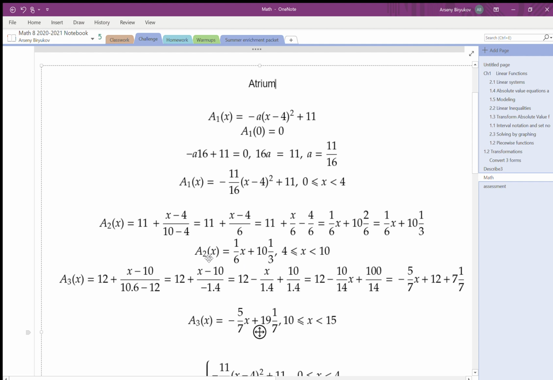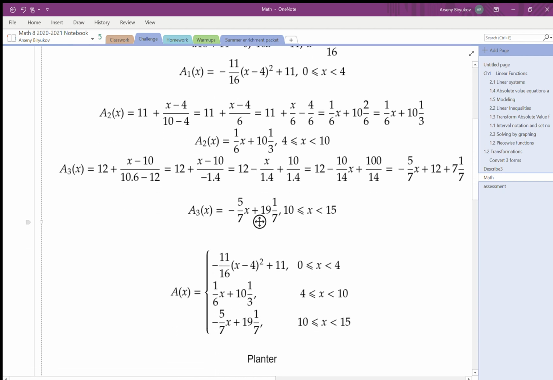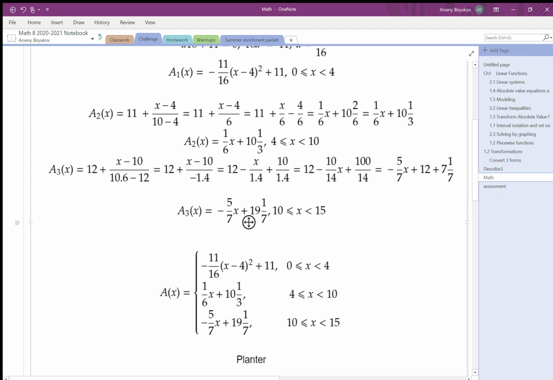After simplification of this formula, our result becomes A3(x) = -5/7 x + 19 1/7, and this is when 10 is less than or equal to x, which is less than 15. This allows us to create our third piece of the first piecewise function. Here is the end result of our piecewise function.